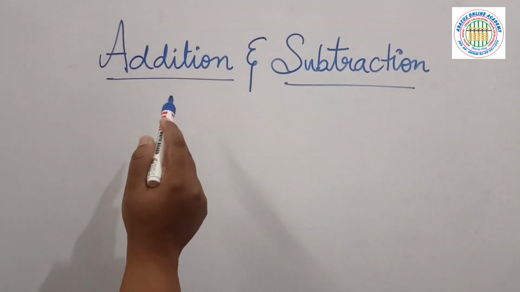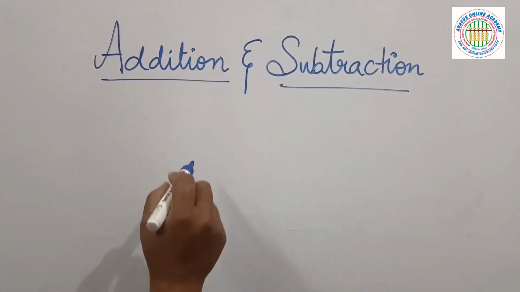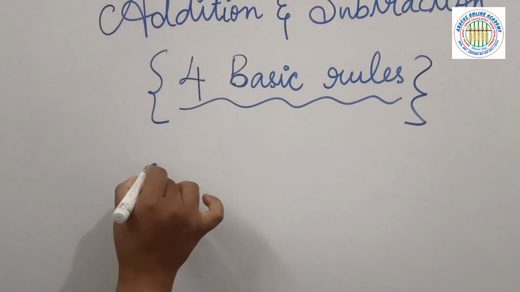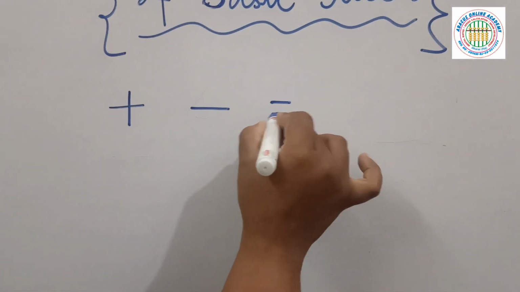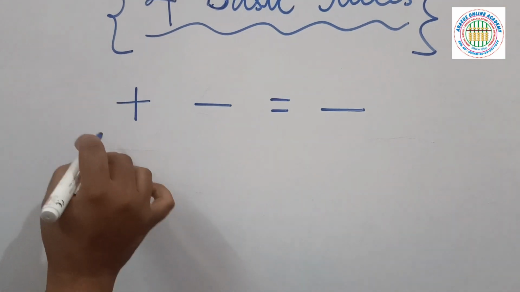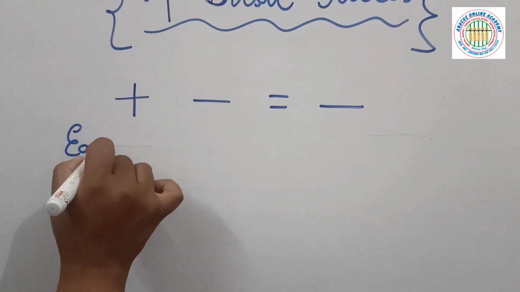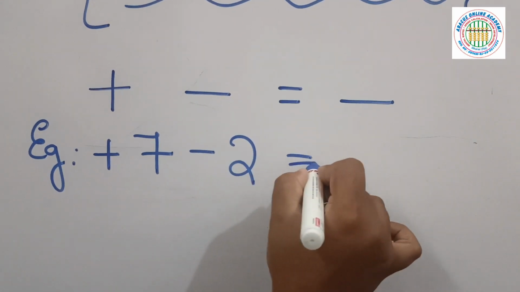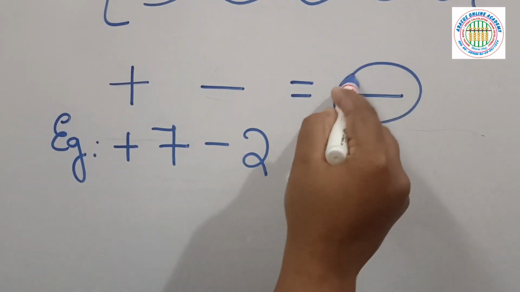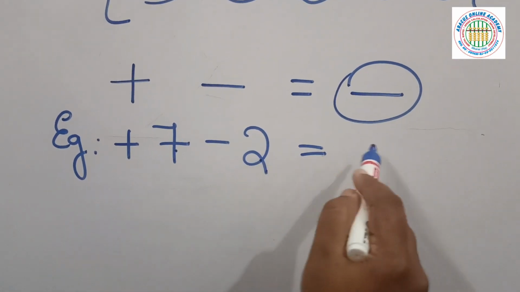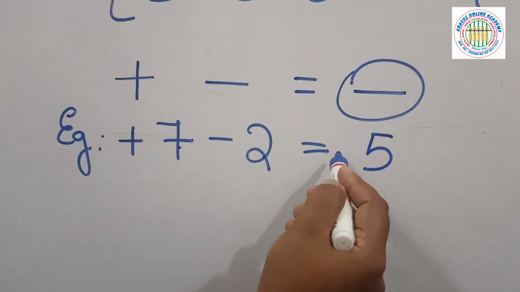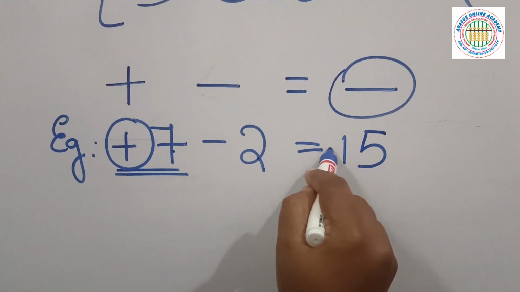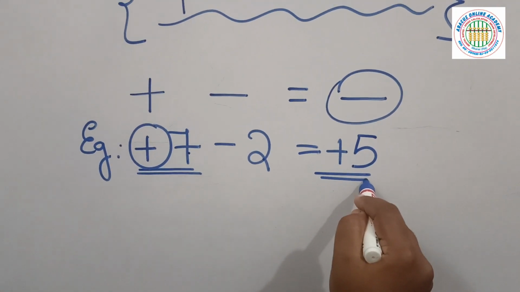Next topic we are looking at is addition and subtraction of integers. In addition and subtraction, we have 4 basic rules, and the first one is plus minus gives you minus. For this I'll give you one example. Example is plus 7 minus 2. What should you do now? Minus, you should subtract. So 7 minus 2 is 5. But what sign will you add? The greater number is 7 and the sign is plus. So you'll put a plus sign here. So the answer is plus 5.